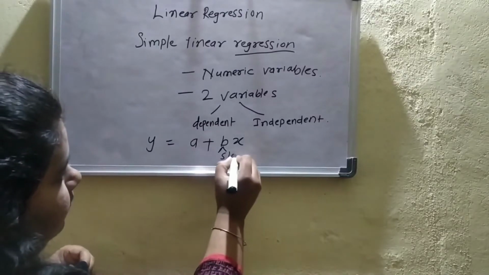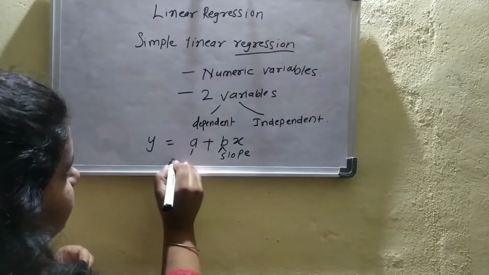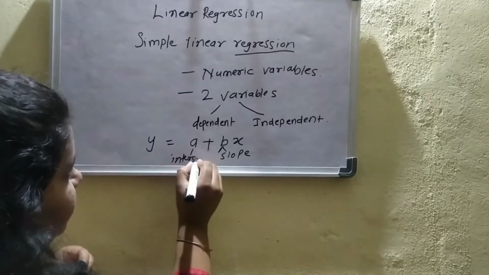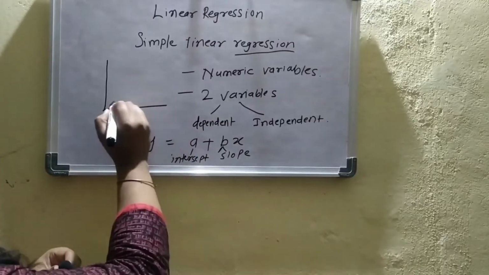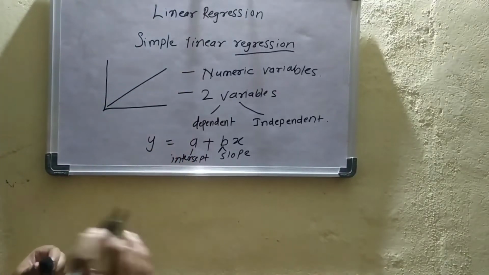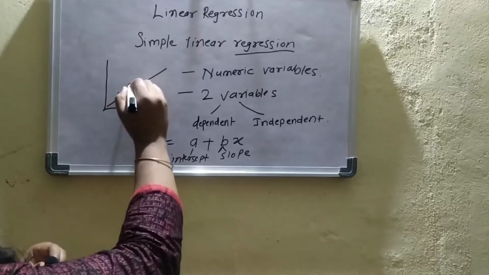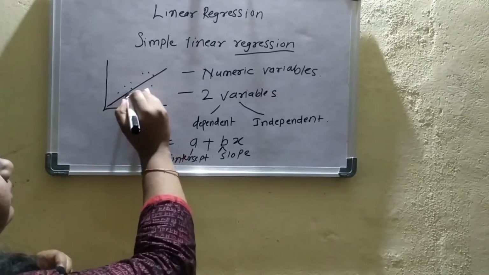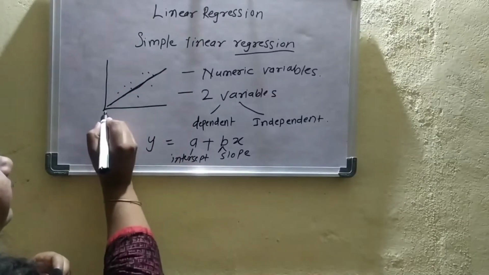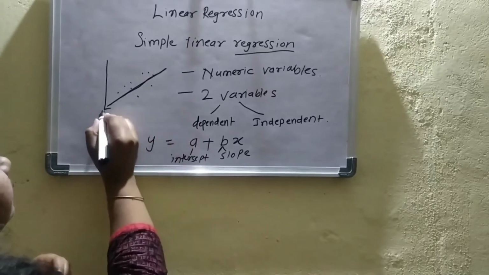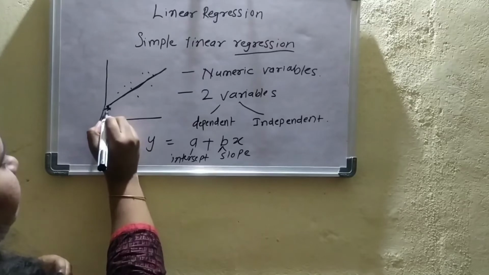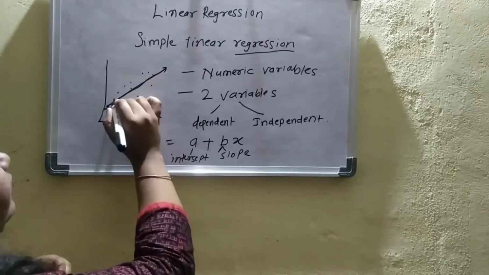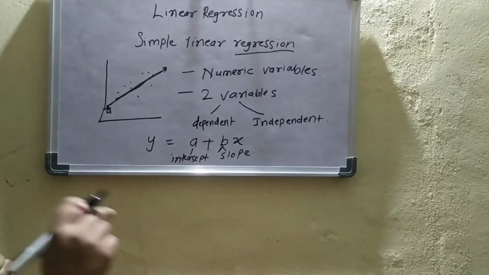So here b is the slope of the line and a is the intercept. If we see it in a graphical format, we can draw simple linear regression as a straight line graph. In the straight line we can plot the points based on the straight line distribution. This straight line gives the slope, and the point that intersects with the y-axis is known as the intercept. So that is the slope of a line.